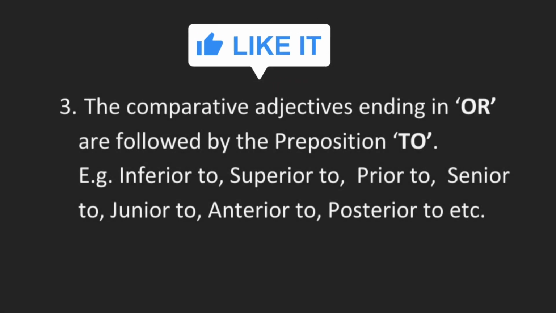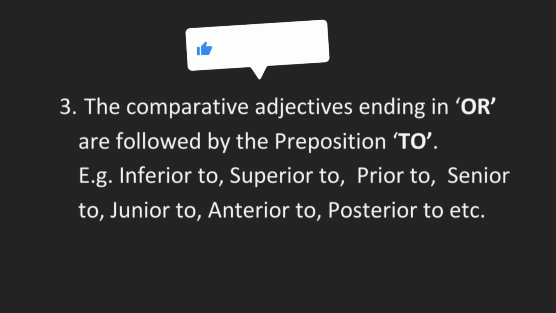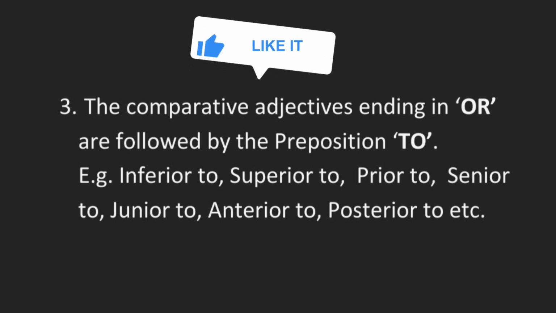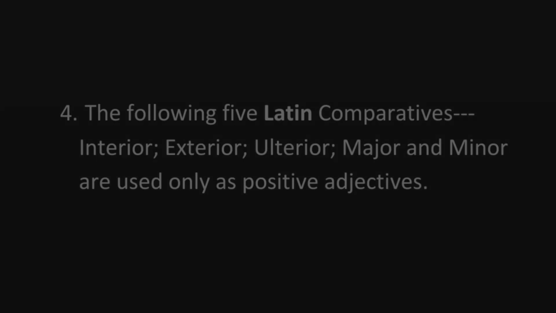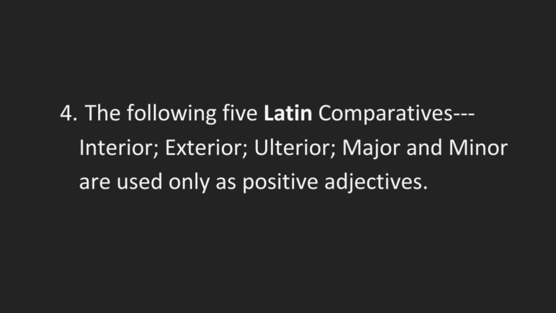The third point is comparative adjectives ending in or are followed by the preposition to. It means if the word is ending with or, then we need to write the preposition to, like inferior to, superior to, prior to, etc. The fourth one is the following five Latin comparatives are used only as positive adjectives. Interior, exterior, ulterior, major, and minor can only be used in positive and not in comparative and superlative.